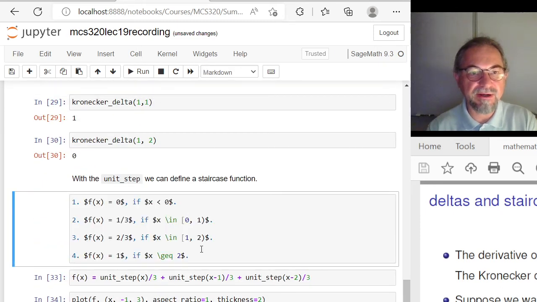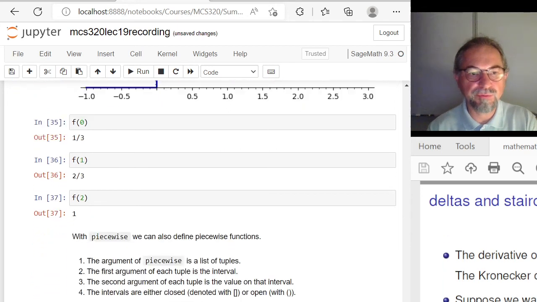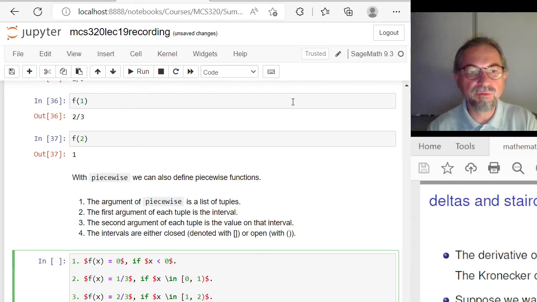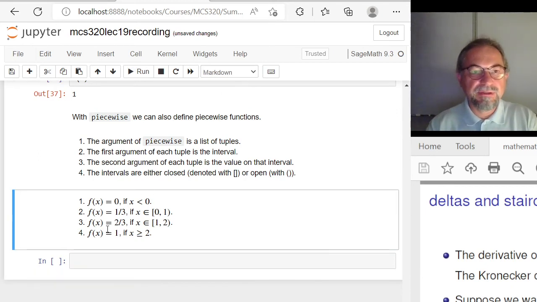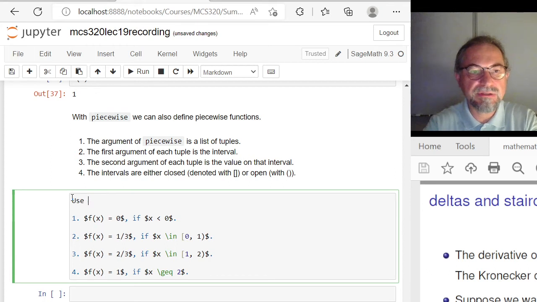Okay, so I want to solve the same problem. So let me take this problem again and copy and paste. So here is what I want to do. I want to use piecewise to define the same function. So here is now the task. So here is the exercise. Use piecewise to define f following the rules below.